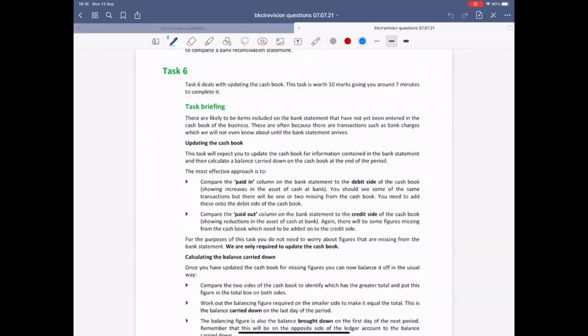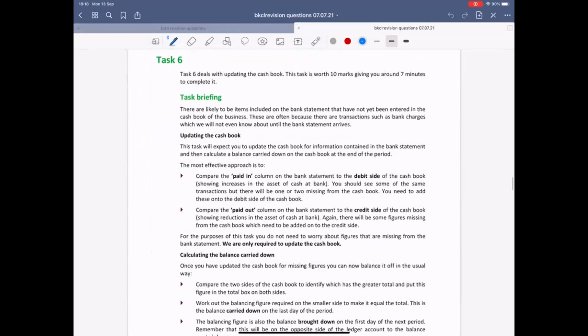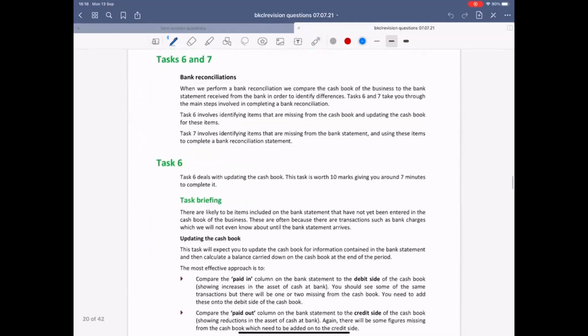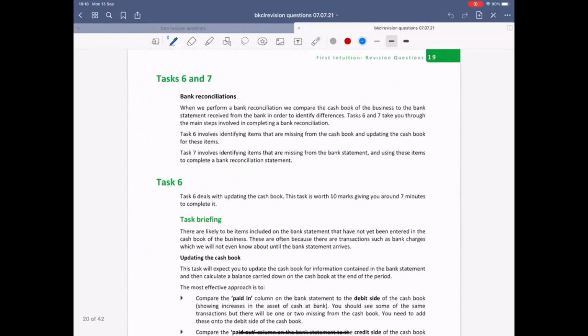If not, we're going to move on to the control accounts. So task 6 in this one, this is about updating the cash book. This is split into kind of two tasks. We see task 6 and task 7 in this bookkeeping controls tasks are all about your bank reconciliations. So we are going to be asked to perform bank reconciliation.